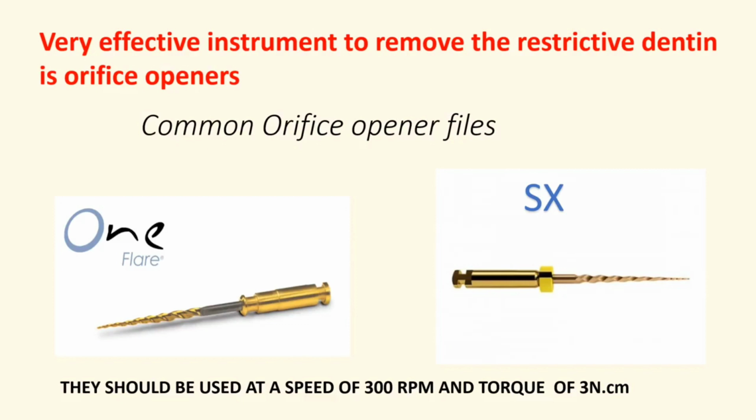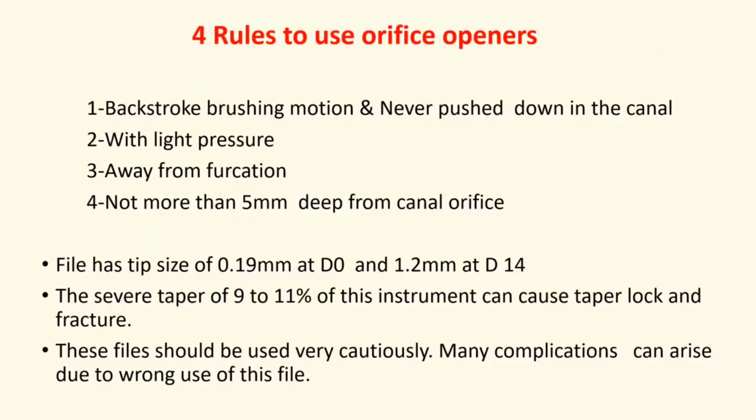A very effective instrument to remove the restrictive dentin is orifice openers. These are the common orifice openers, 1 flare and SX. They should be used at a speed of 300 rpm and torque of 3 Newton-centimeter.